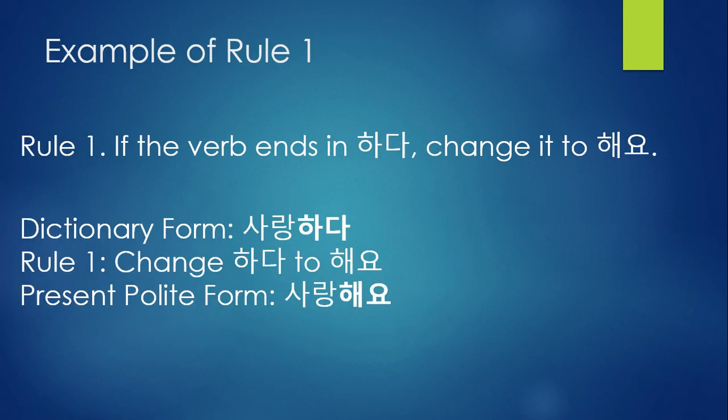Okay, example of rule number one. Rule number one says, if the verb ends in hada, change it to heyo. Let's go back to our example, sarang hada. Dictionary form, sarang hada. According to the rule, change the hada to heyo. The hada here becomes heyo. So the present polite form becomes sarang heyo. So from sarang hada, it becomes sarang heyo.